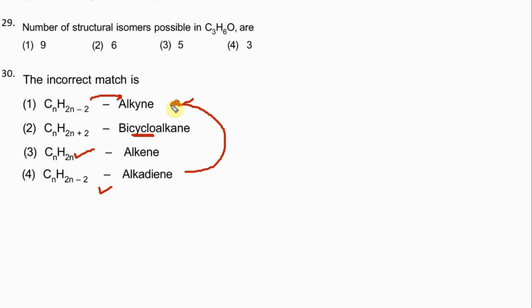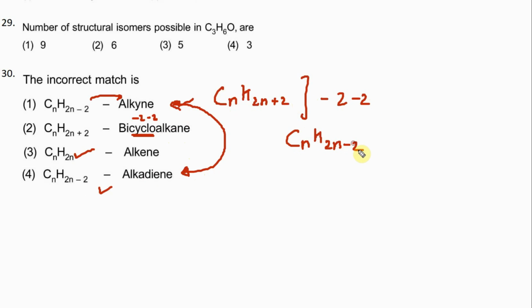See, these two are isomers. What should it be for bicycloalkane? For one cycle it is -2, so for two cycles it is -2 -2. CnH2n+2, from this we do -2 -2, giving CnH2n-2. So this and this could be isomers, right?